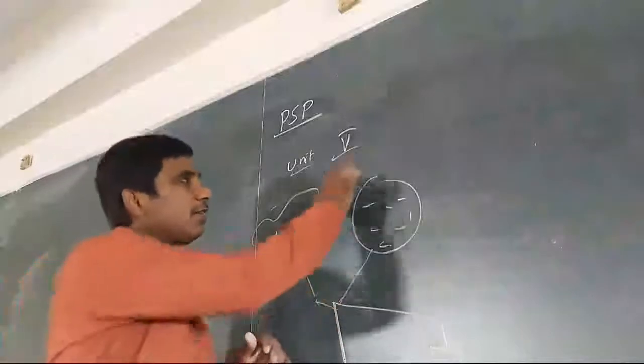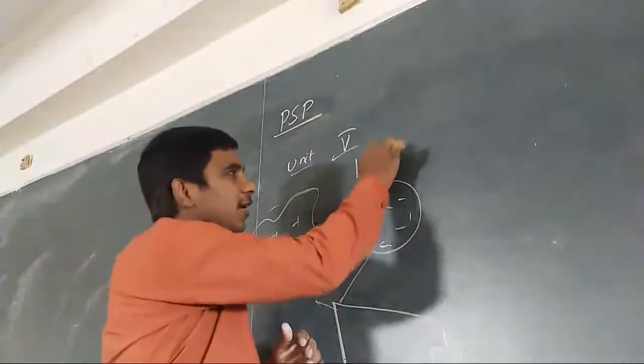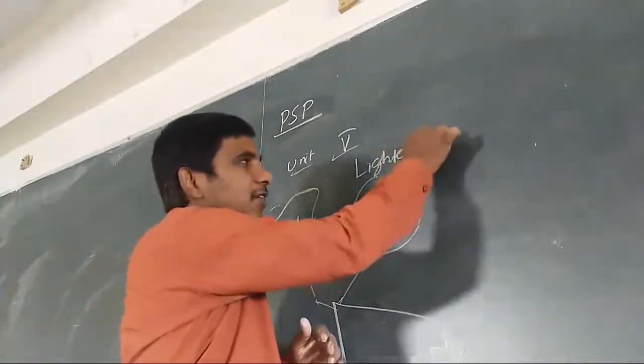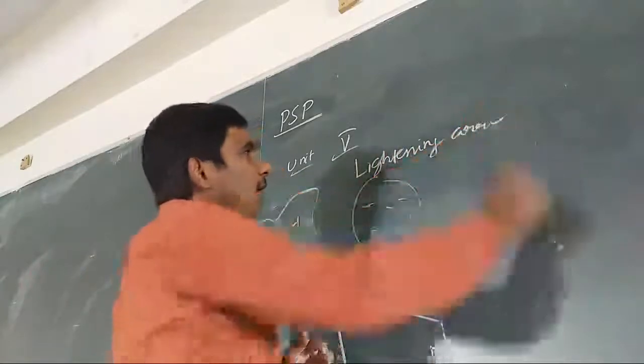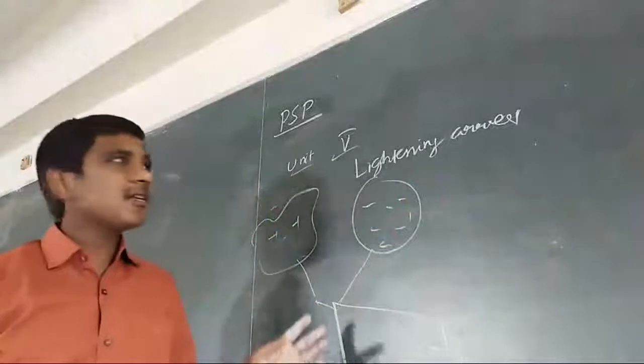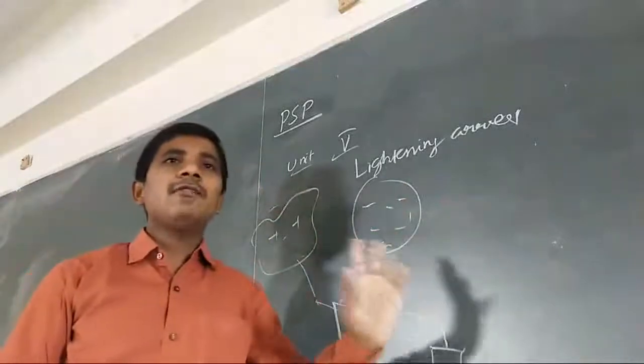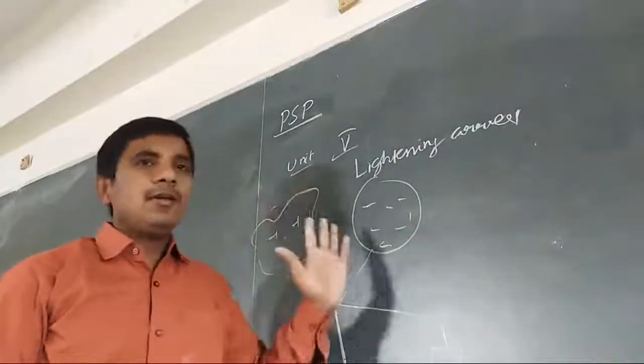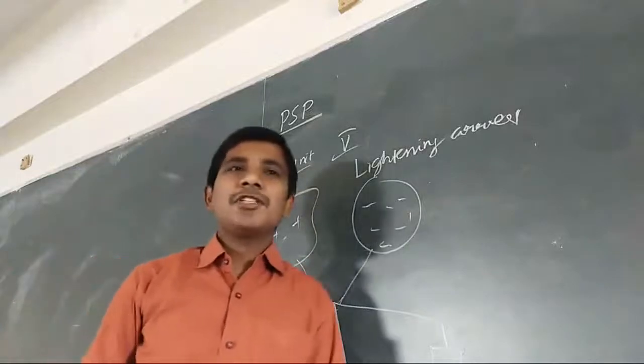Over voltage protection means lightning protection: lightning arresters, surge diverters, different types of lightning arresters, and what the causes of over voltages are. All this we will study in unit 5. This is about the introduction to power system protection.